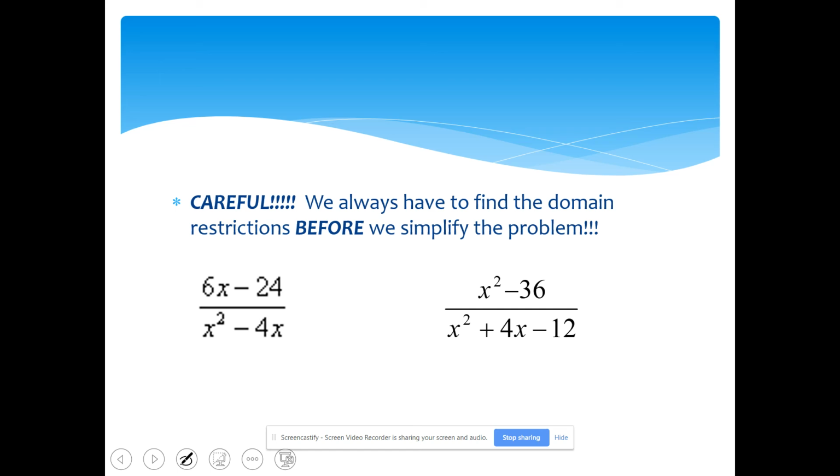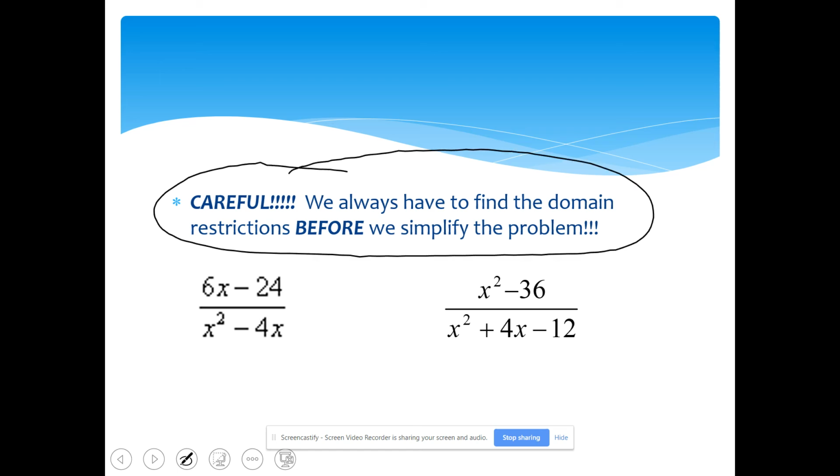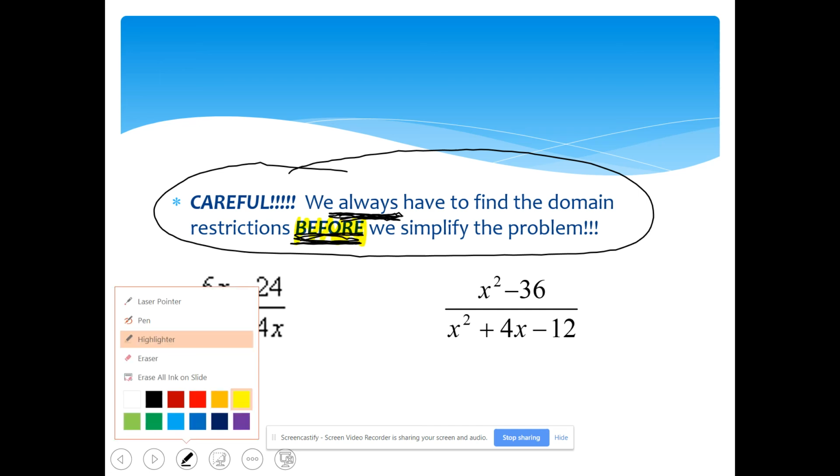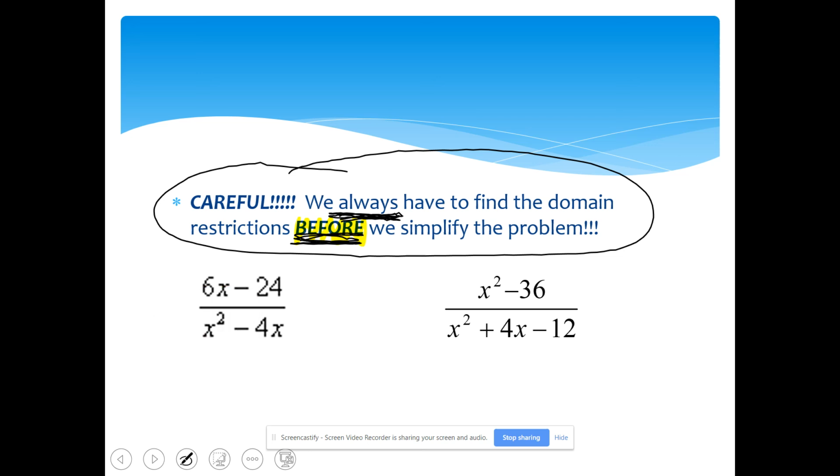So the last thing with simplifying rational expressions is this caution. You always have to find the restrictions before you simplify the problem. You have to find the restrictions before you simplify the problem. Cannot cross anything off until you get the restrictions. So I'm going to start with factoring. Always want to start with factoring.